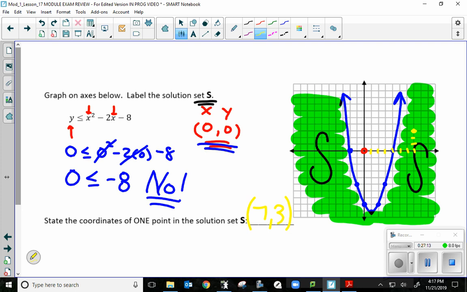Could I have picked 8, 0? Sure. Could I have picked 9, negative 2? Absolutely. Could I have picked the origin? No, I could not have. Okay? Pretty simple.